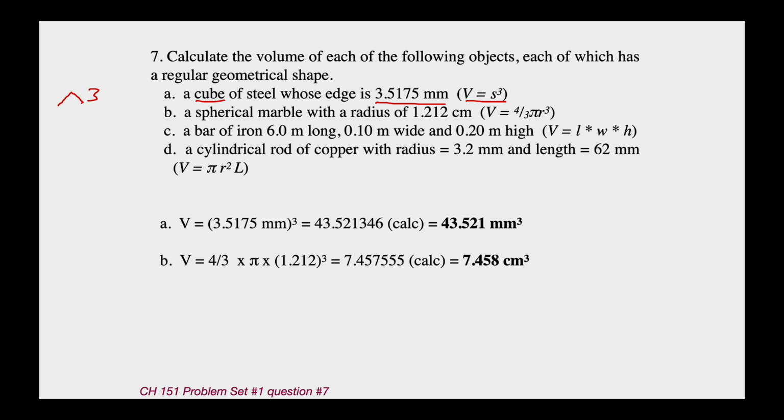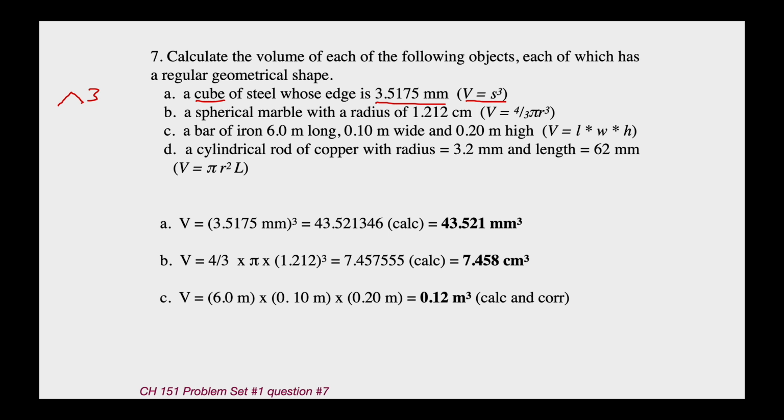A bar here is a three-dimensional object, length times width times height, and you've got all the ones in meters, so we don't have to convert anything. Throw it in your calculator, length times width times height, 2 sig figs, 0.12. And because all of those were in meters, the volume will be meters cubed. Pretty chill, 0.12 meters cubed.